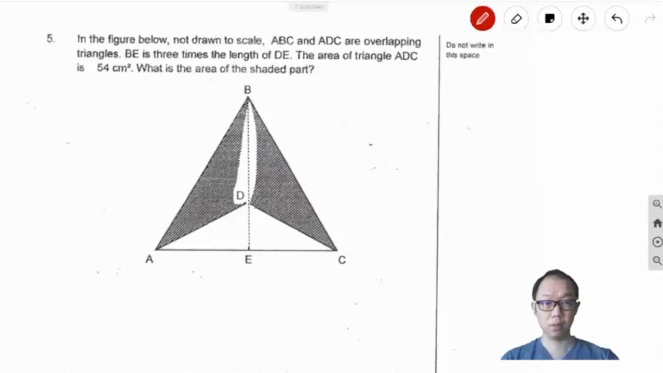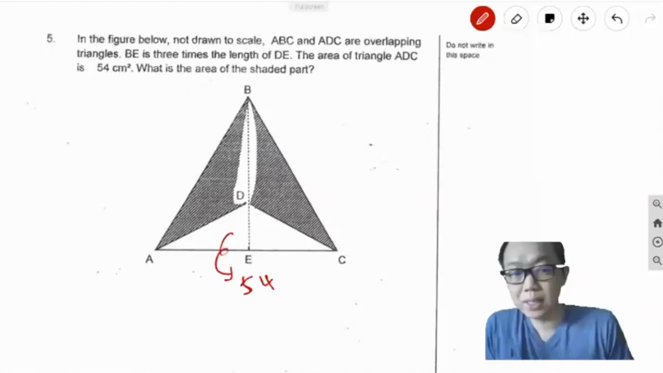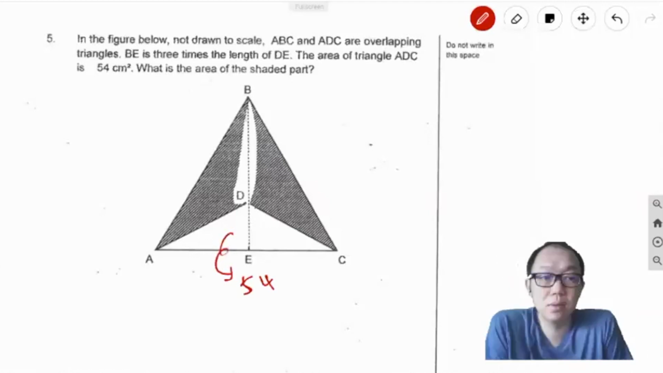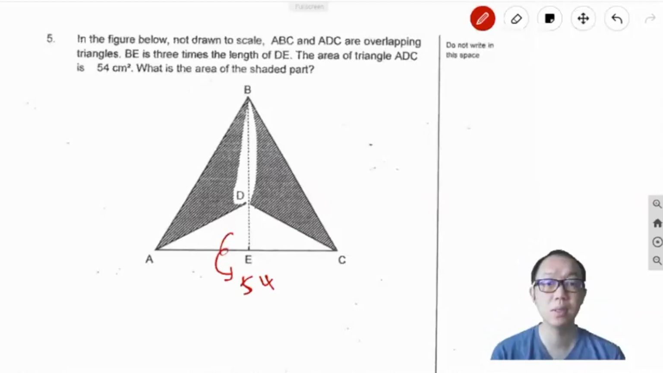So we know that this part is 54. The bottom, ADC, is 54. ABC and ADC are overlapping. BE is 3 times the length of DE. Area is half times base times height.